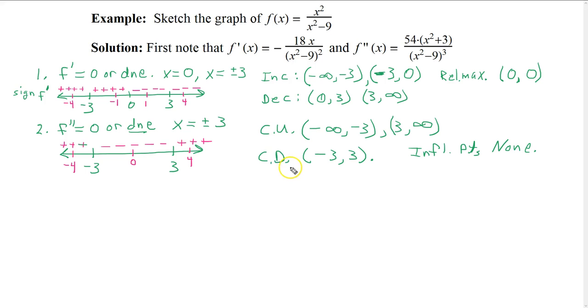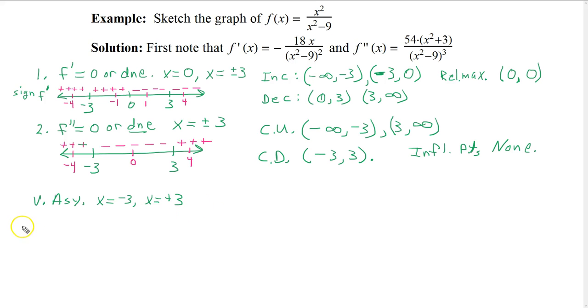Now let's identify any vertical asymptotes. Well, we see that the denominator here is equal to 0 at plus and minus 3, and at plus and minus 3 the numerator is 9. So we're going to have a vertical asymptote at plus and minus 3, so that's going to be at x equals negative 3 and x equals positive 3. Those are the vertical asymptotes.